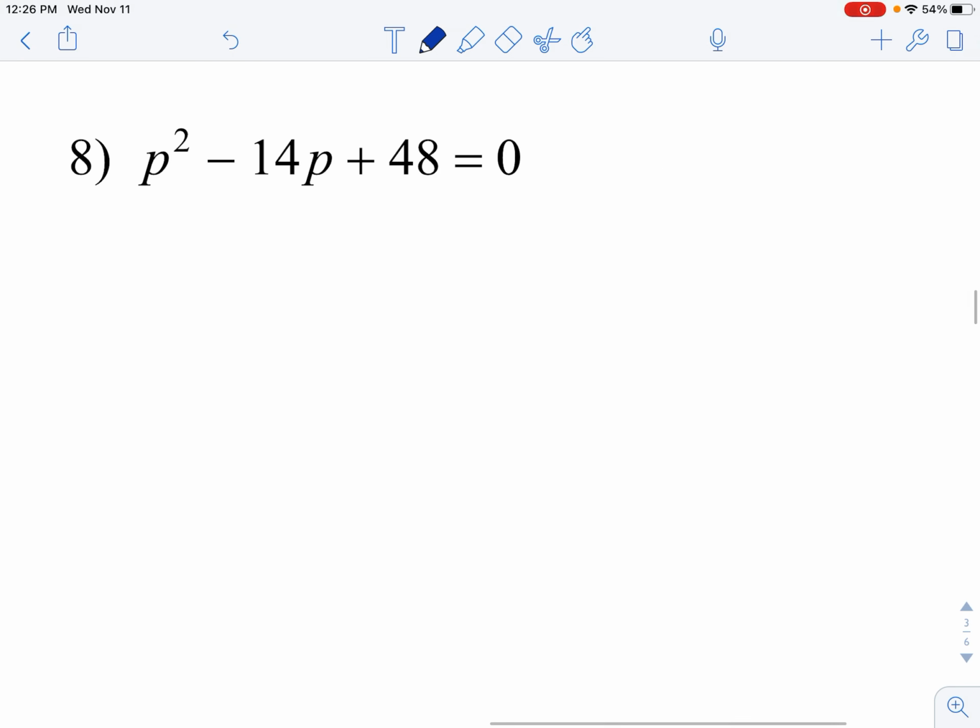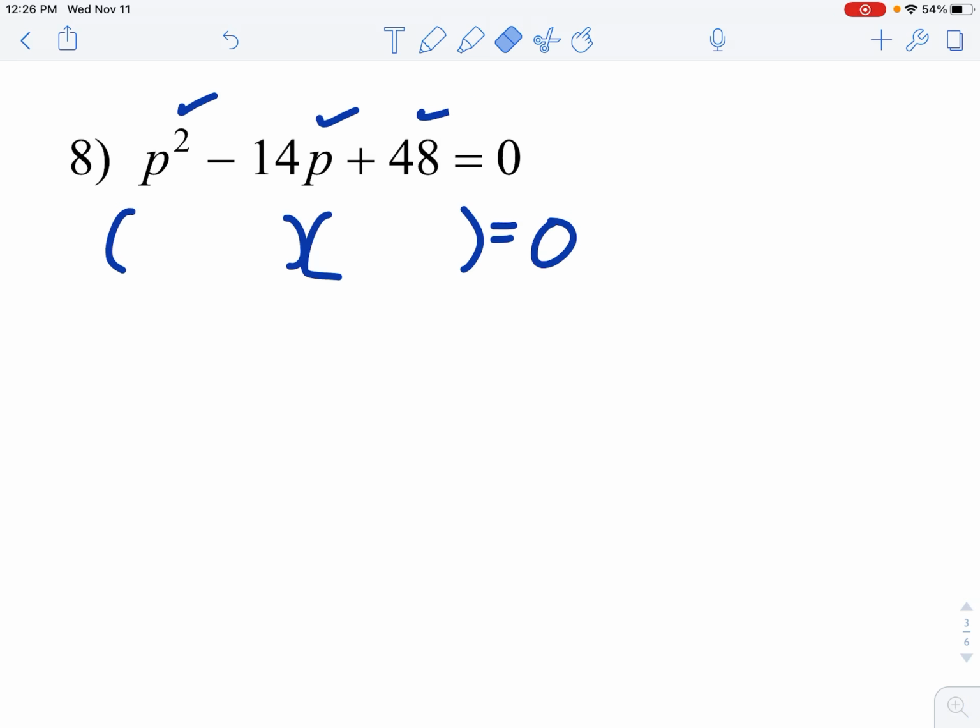So we've got p squared minus 14p plus 48 equals 0. I'm going to factor this. It's a trinomial, right? 1, 2, 3 terms. That means trinomial factoring. So this is like the FOIL method backwards. You put a p here and a p here, we need two numbers that multiply to 48 and add up to negative 14.